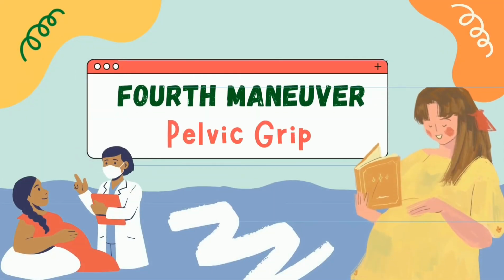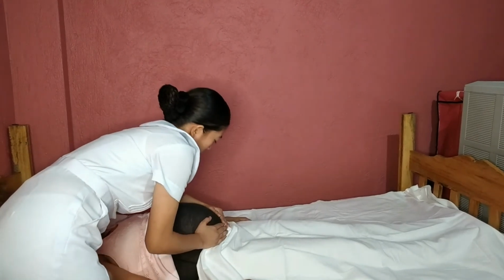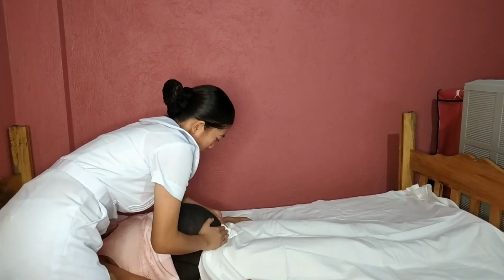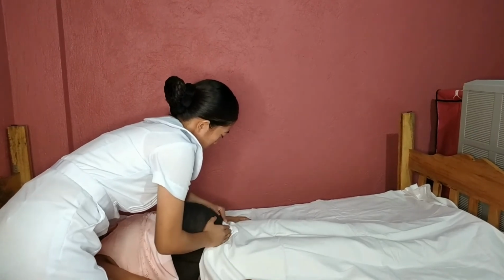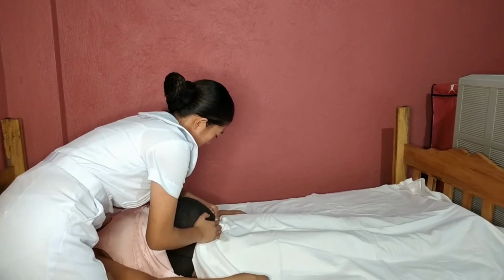The fourth or last maneuver is called the pelvic grip. Facing the woman's feet, place both hands on the lower part of the abdomen, then move down to the sides of the uterus towards the pubis. This is to determine the degree of fixation of the fetal head.